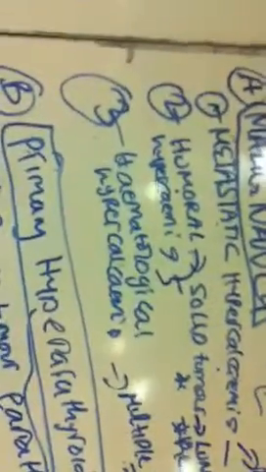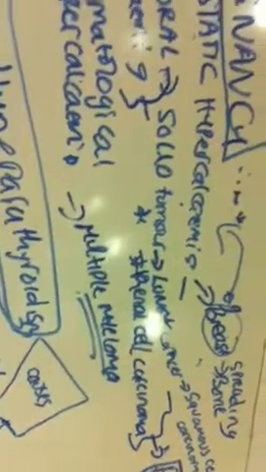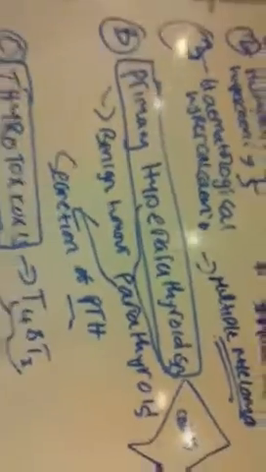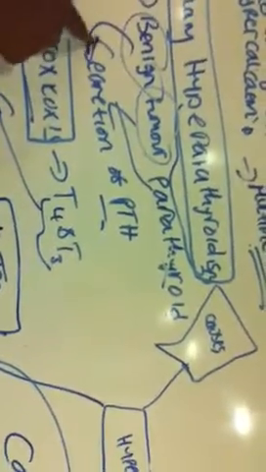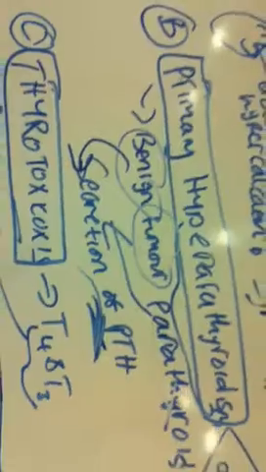The third cause is hematological hypercalcemia, such as multiple myeloma. The second most common cause overall is primary hyperparathyroidism. This is due to parathyroid tumors, which are benign. They tend to secrete excess PTH abnormally. There's no feedback regulation because they're tumors.